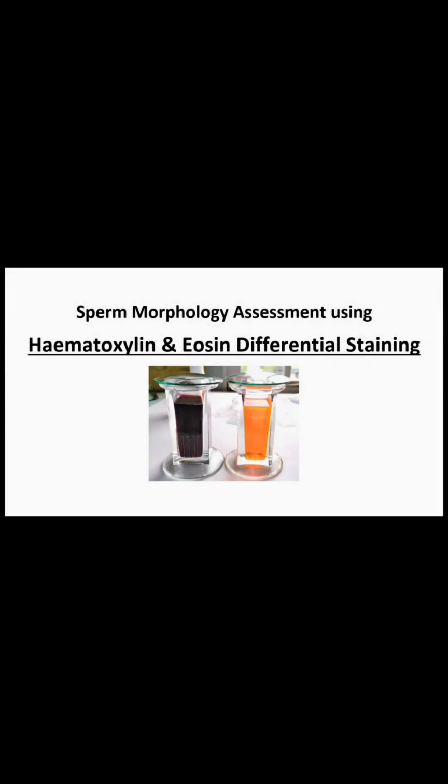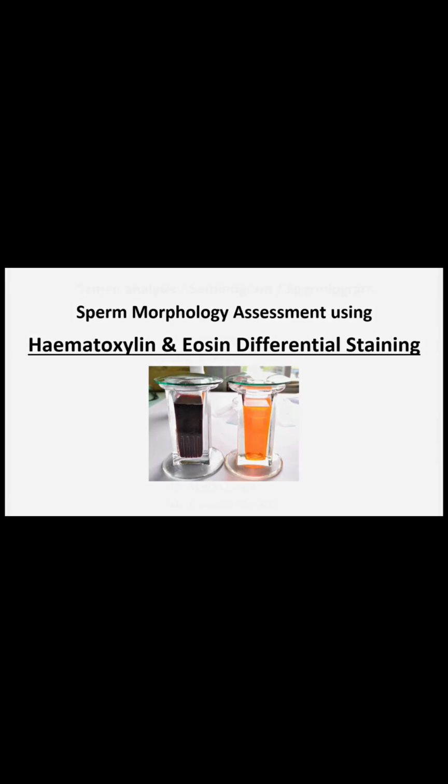The assessment of sperm morphology is done by microscopic observation of a stained smear of the semen sample. Different staining techniques can be employed. In this video, we'll be using the hematoxylin eosin or H&E staining technique, which is simple, quick, and reliable.